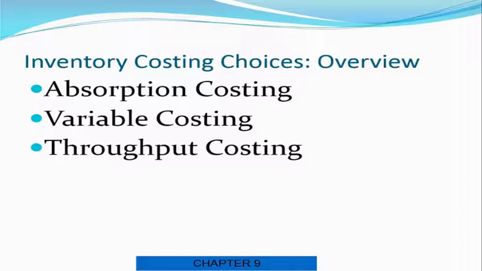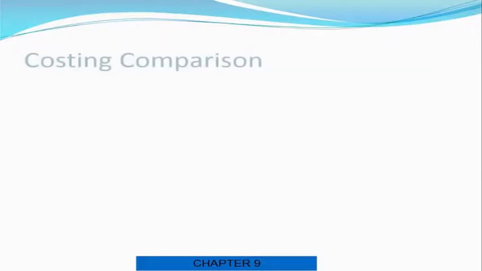Variable costing is the costing method used for internal purposes only and not permitted for preparation of financial statements according to IFRS and US GAAP. Throughput costing is less common than the other two methods. It's used for what we call the theory of constraints, and we will discuss it later. First, what are the differences between absorption costing, variable costing, and throughput costing, and how will we use them?